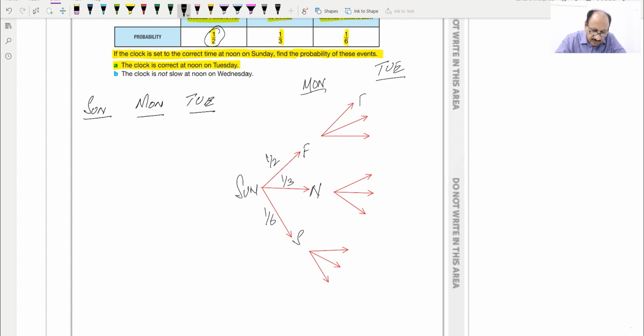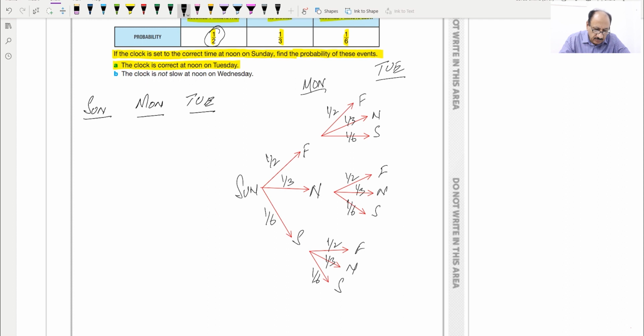Similarly, it can be fast, no change, and slow on Monday, and fast, no change, and slow on Tuesday. So the probabilities will be the same: 1 by 2, 1 by 3, and 1 by 6. These will be the probabilities.